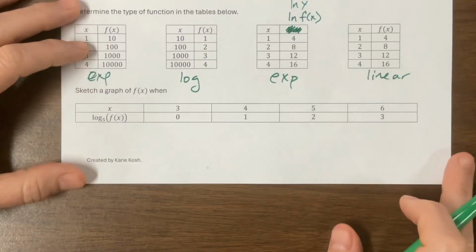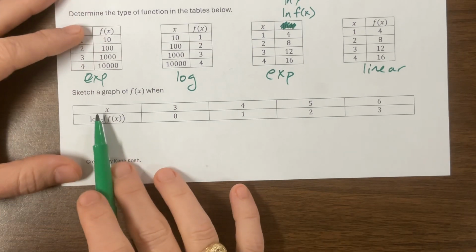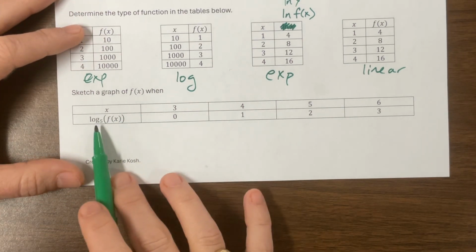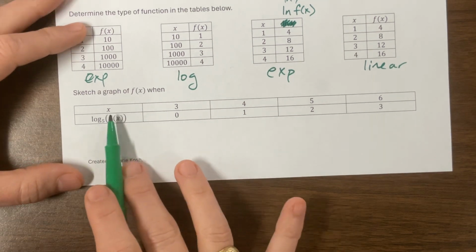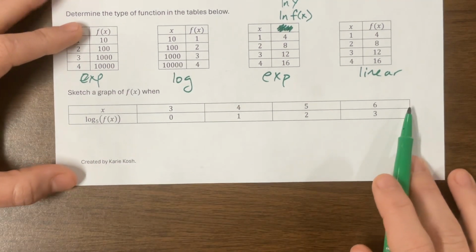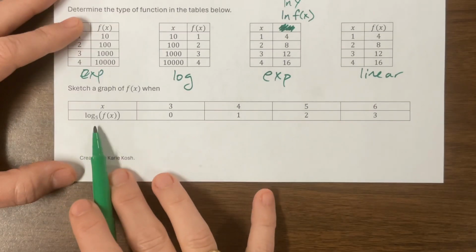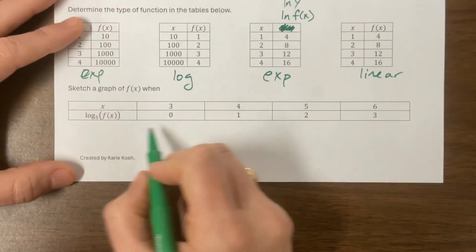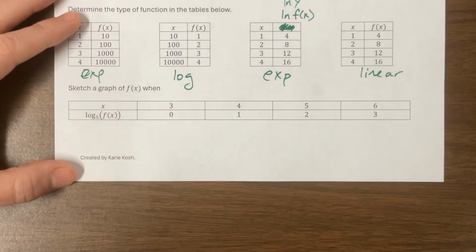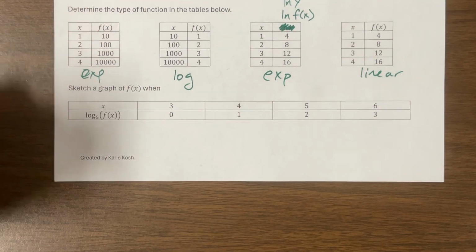Okay, so now let's look at this one. I'm asking you to sketch a graph of f of x, and I'm not giving you f of x. What I'm giving you is input values for x, and I'm giving you log base 5 of f of x. So what this is telling us is, let's make a new table. I think I need more space.